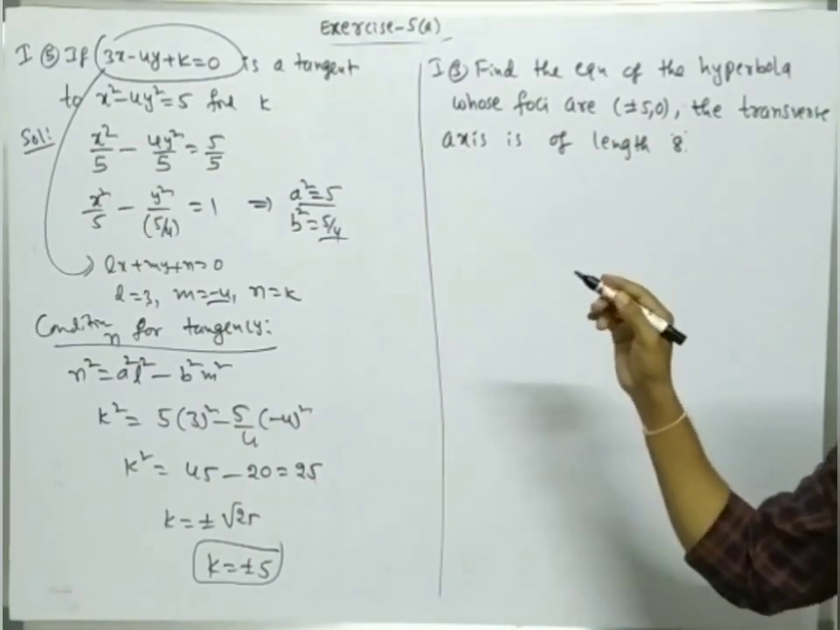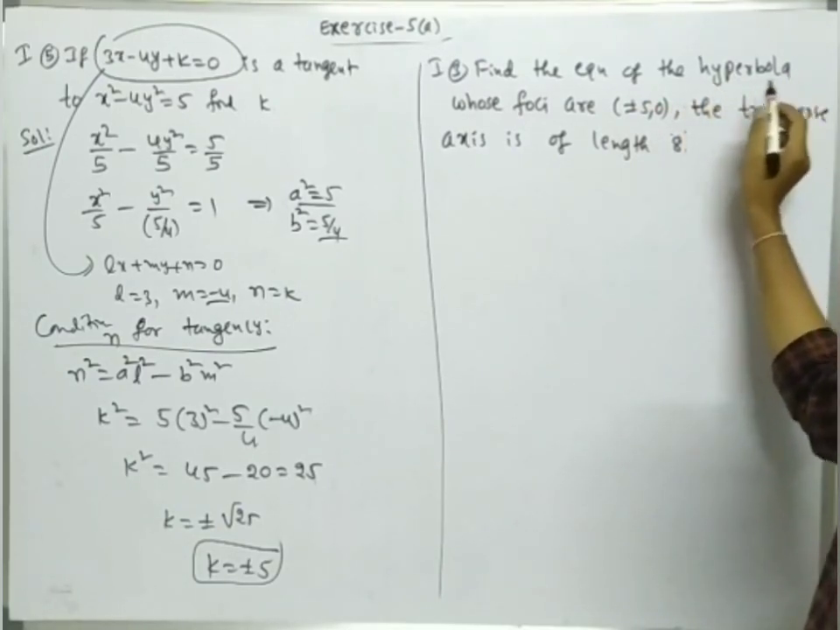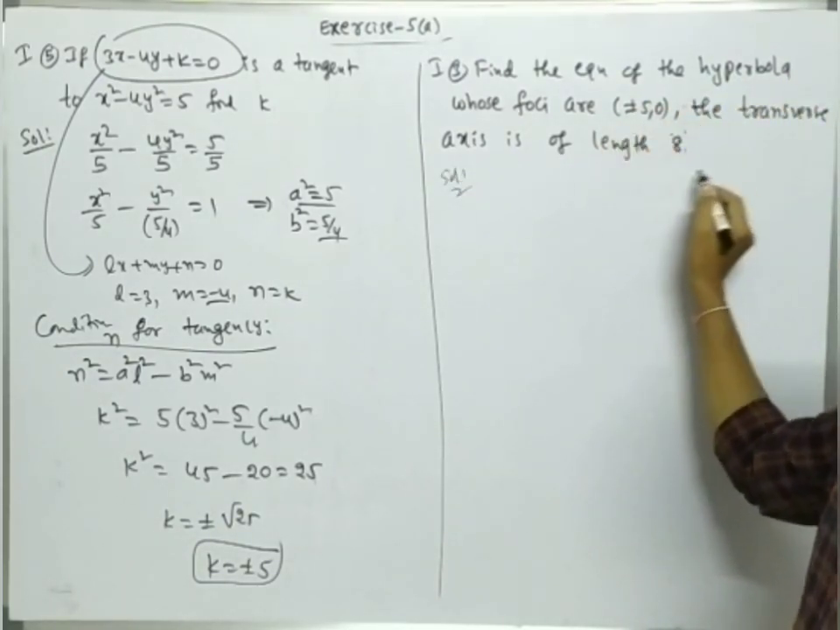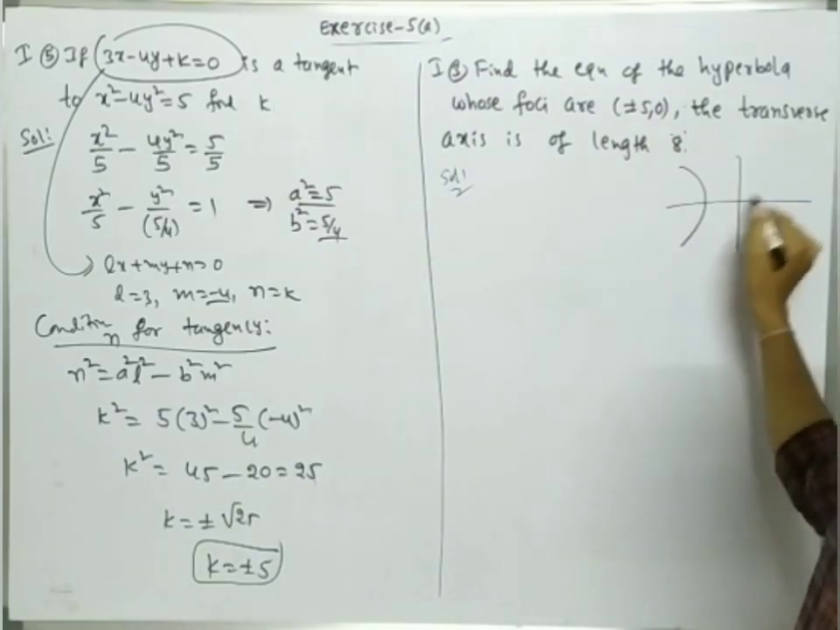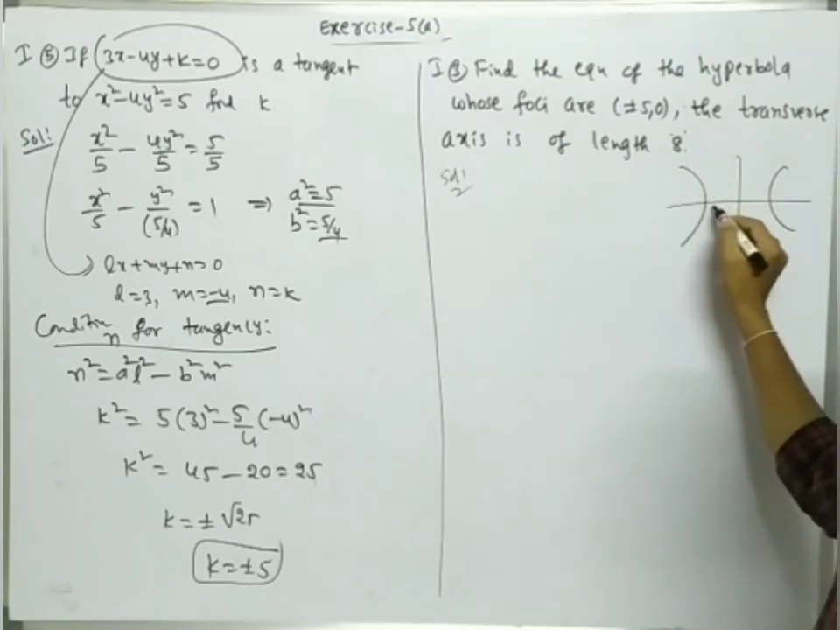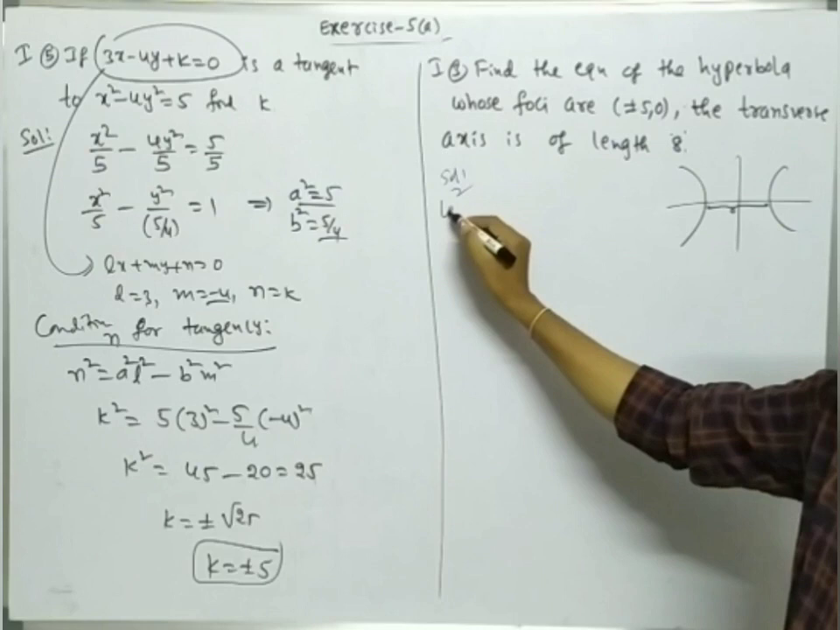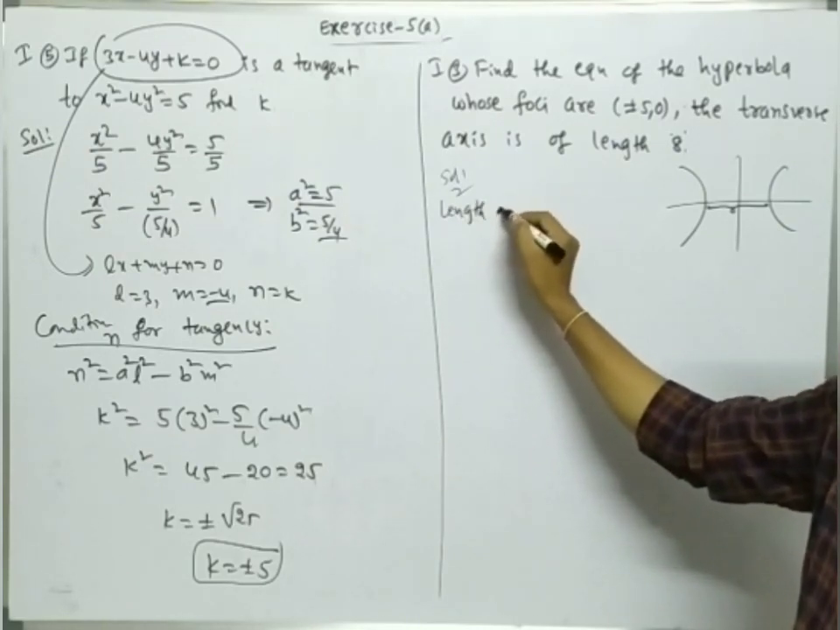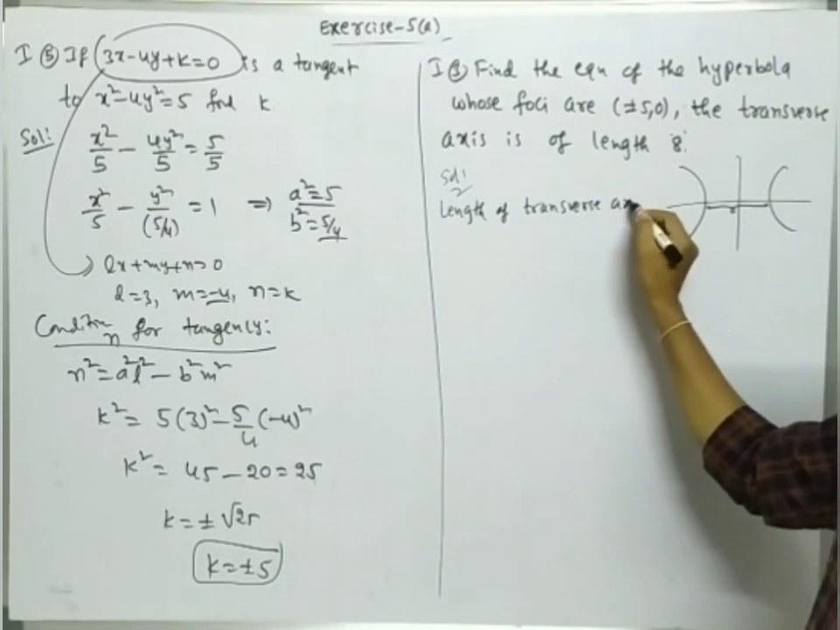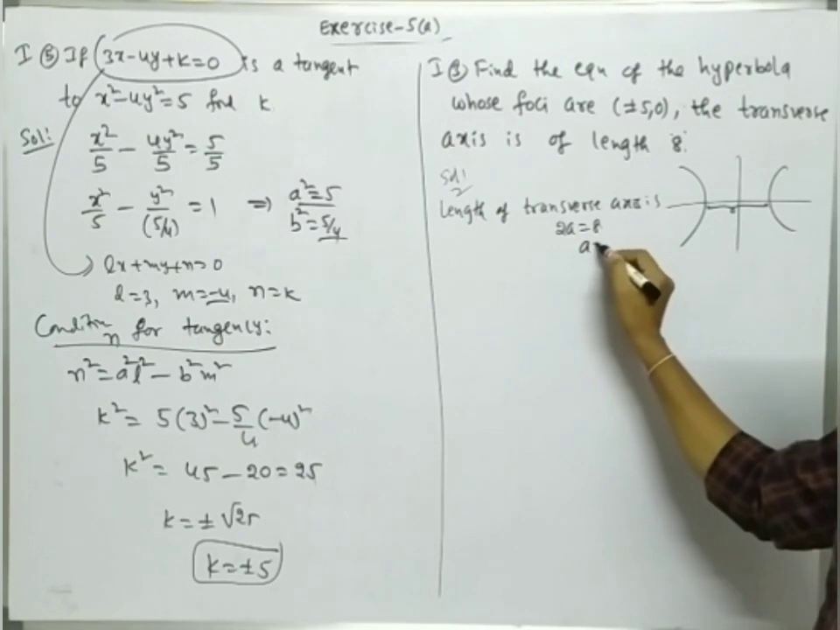And the last problem of this lecture: find the equation of the hyperbola whose foci are plus or minus 5 comma 0, foci meaning that they lie on the x-axis. The transverse axis length is given, this is 8. So length of the transverse axis is 2a is equal to 8. So a is equal to 4.